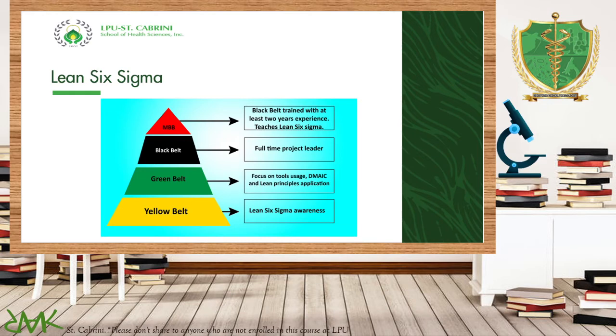Okay, Lean Six Sigma is divided into four categories. You can be a yellow belt, a green belt, a black belt, or an MBB. When we say yellow belt, you are a Lean Six Sigma yellow belt. It means that you are aware of the Lean Six Sigma processes. You have knowledge of what Lean Six Sigma is.